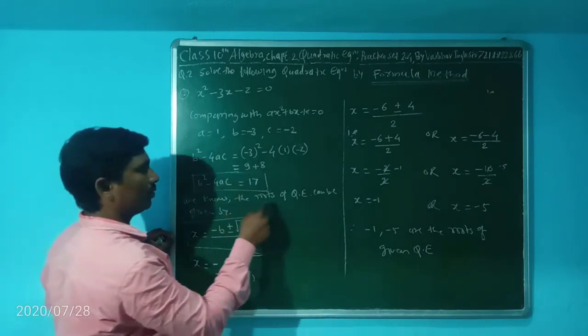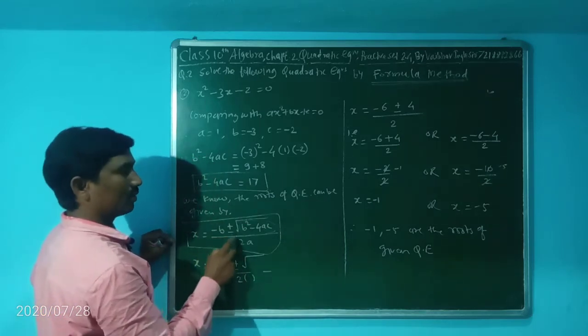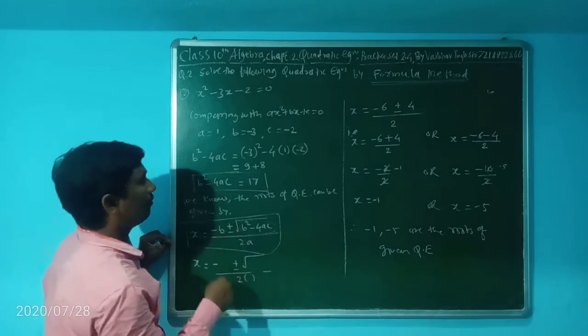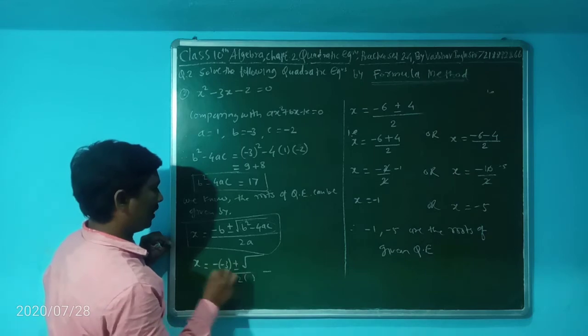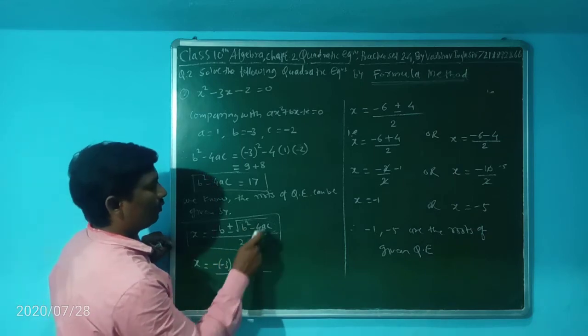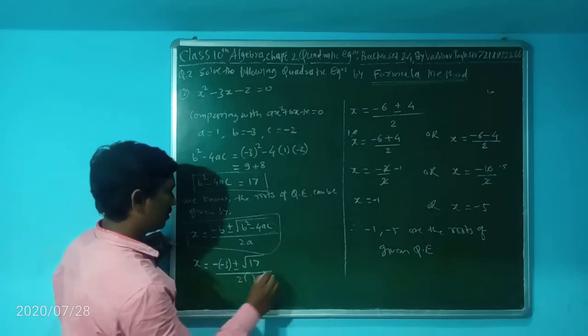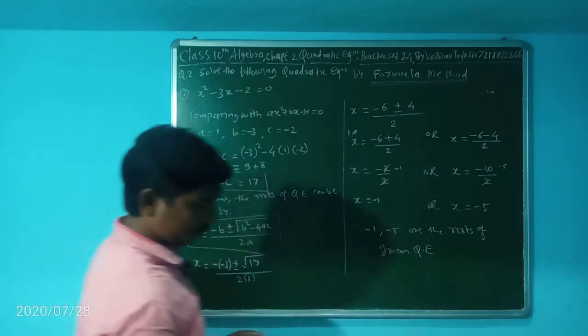Now we know the roots of the quadratic equation can be given by x equals to minus b plus minus under root b square minus 4ac upon 2a. So put the values in the formula. So minus b, it will be minus 3. The value of b square minus 4ac is 17, so it will be under root 17, divided by 2 into a, that is 2 into 1.